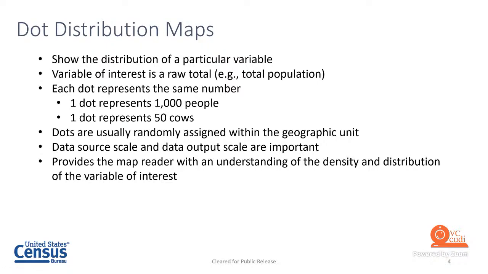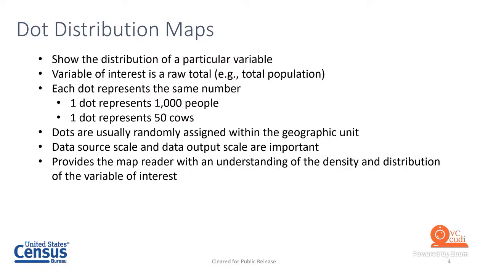For instance, on a population map, one dot may represent 1,000 people, or on a cattle map, one dot may represent 50 cows. You can have a dot map that's a 1-to-1, but that's pretty uncommon. So typically the dot is going to represent some value that's more than 1. The dots are usually randomly assigned within the geographic unit they're associated with. And the data source scale and the data output scale are really important for this visualization technique to be meaningful.